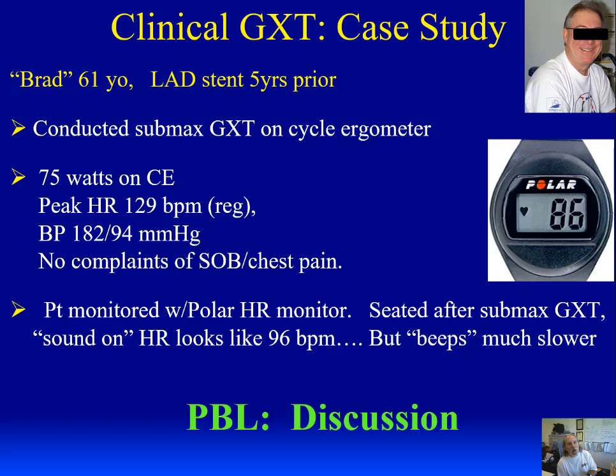So here's a case study. So Brady's one of my cardiac patients. He had a stent to his left anterior descending 5 years ago. So I did a submax stress test on him on the cycloergometer, just a Monarch, mechanically braked Monarch. He got up to 75 watts on the bike. His peak heart rate was 129, and it was regular. Blood pressure hit about 182/94, which is still a normal response. He had no complaints of shortness of breath or chest pain.